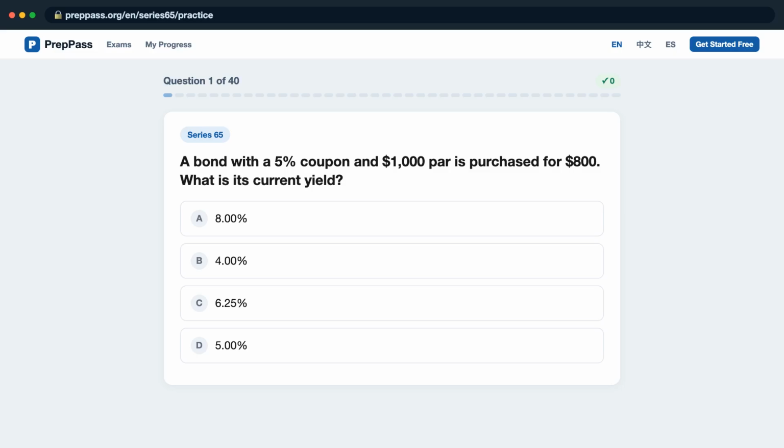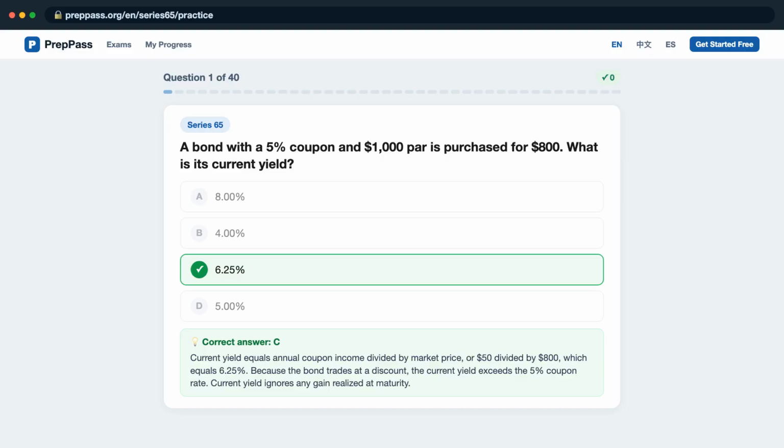Question 1. A bond with a 5% coupon and $1,000 par is purchased for $800. What is its current yield? Is it A, 8%, B, 4%, C, 6.25%, D, 5%? The correct answer is C.